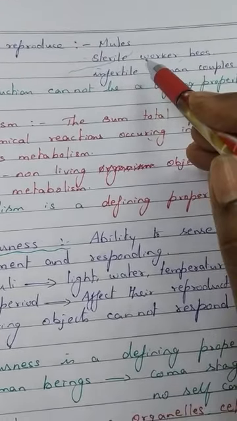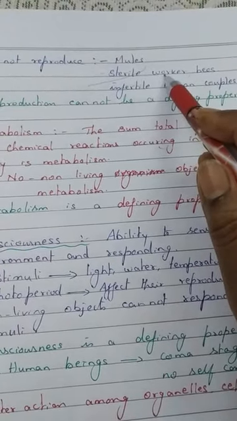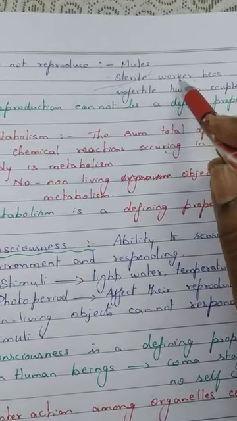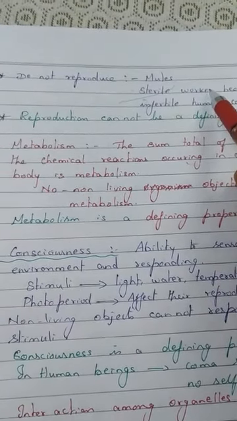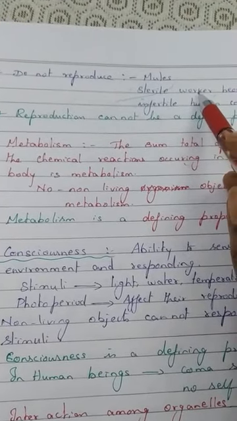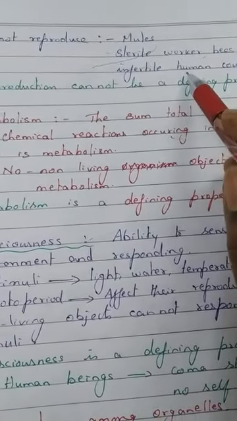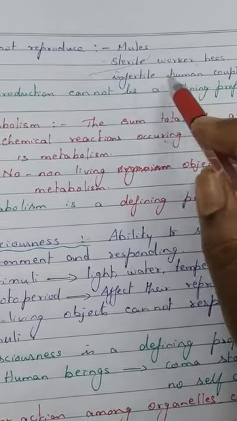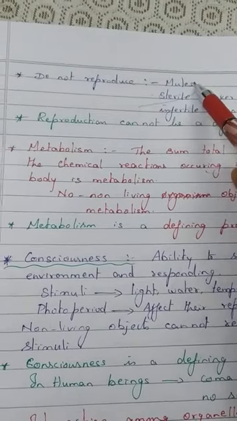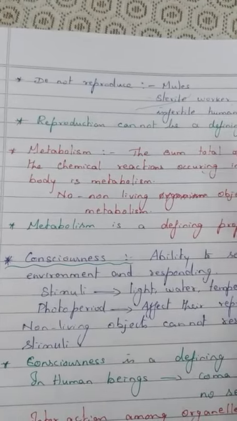And then sterile worker bees. In the colony of bees, only the female, that is the queen, can reproduce, can produce progeny. But the worker bees are sterile. They cannot produce their progeny. And also in human beings, there are so many infertile couples. They cannot give birth to young ones. So mules, sterile worker bees, and infertile human couples, all these cannot reproduce.